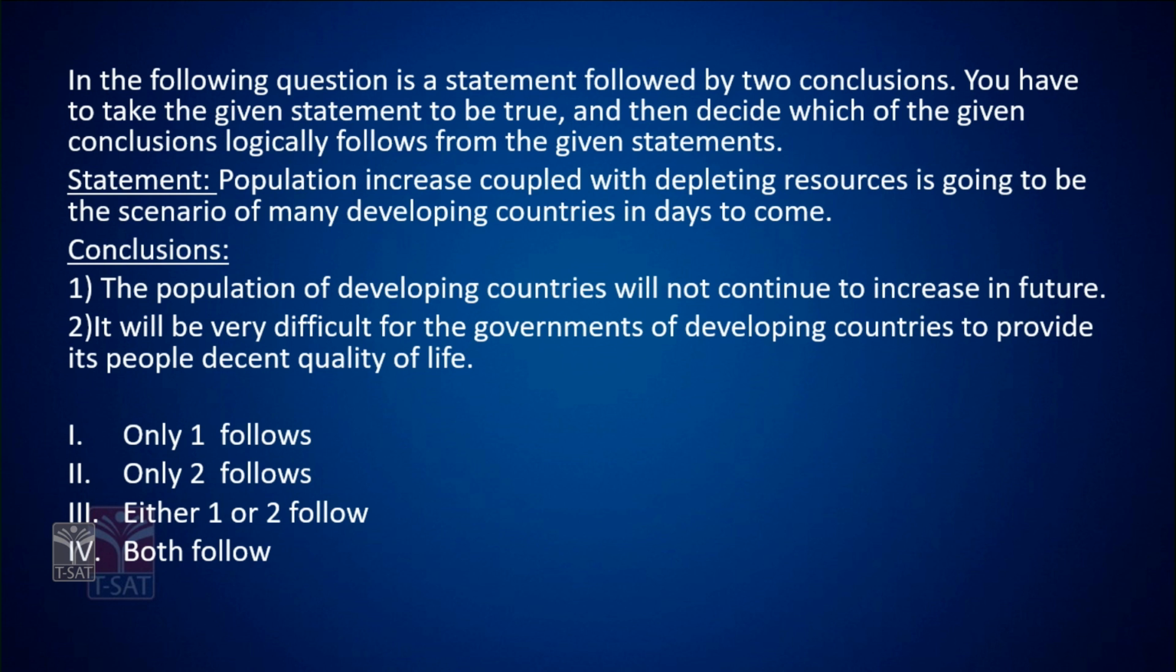Given this statement, it clearly says the population increase coupled with depleting resources. That means the population will increase in the future. So conclusion number 1 is a direct contradiction of the statement, so definitely that is not going to follow. The second conclusion says it will be very difficult for the governments of developing countries to provide its people a decent quality of life. Yes, exactly. This is a conclusion that we can draw from the statement, because the statement is saying population increase coupled with depleting resources is making the scenario of developing countries worse. This is what it is predicting. So conclusion number 2 follows the statement correctly. So the answer is option 2.